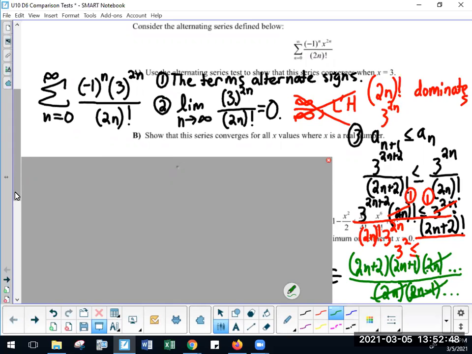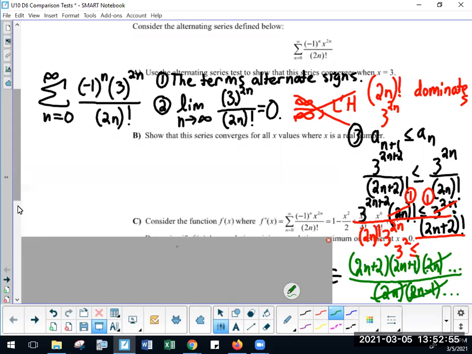Part B, show that this series converges for all x values where x is a real number. Nope, not doing that. Too hard. Have to come back to it.